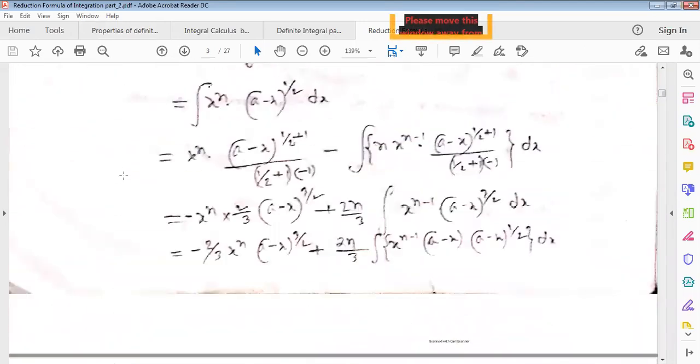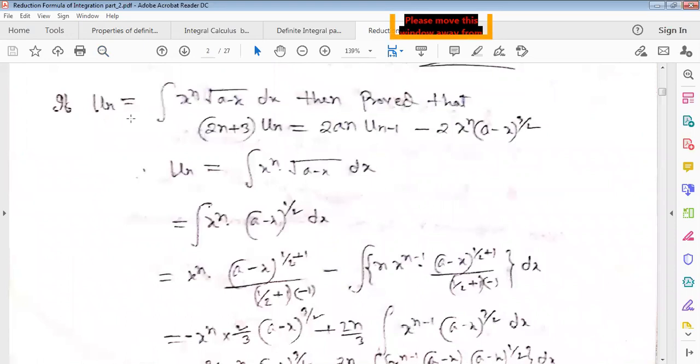If Un equals integration of x to the power n square root over a minus x dx, this is the integration Un, Un equals this, then prove that twice n plus 3 into Un equals twice n a Un minus 1 minus twice x to the power n a minus x whole to the power 3 by 2. We have to prove this condition.